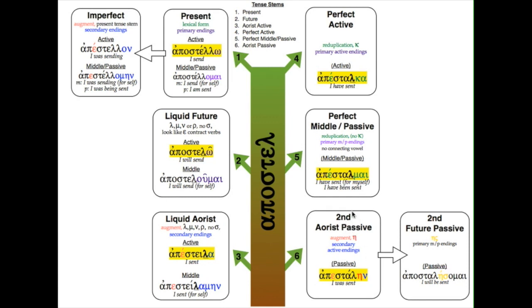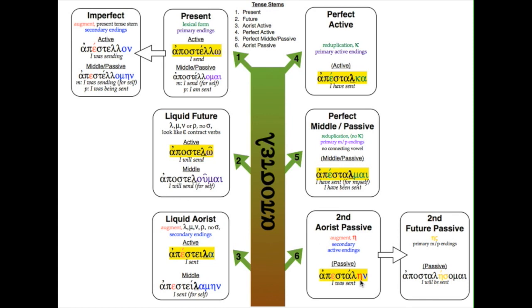The second aorist passive, we have the augment, apestalen. Now, this is a second aorist passive. Why? Because there's no theta here. Anytime an aorist drops the theta and only uses an eta, that's called a second aorist. It only happens on rare occasions. It's not a big deal.